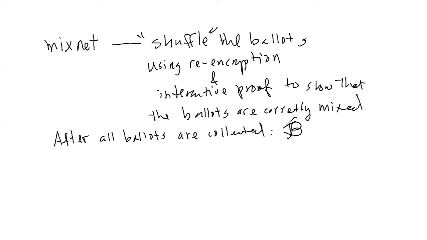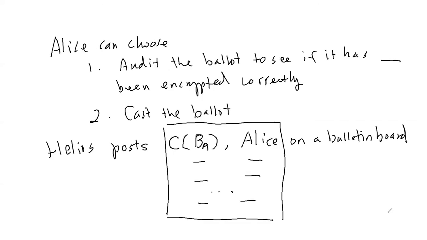because in the bulletin board it has each decrypted ballot with its name. So we want to mix them up so that they are no longer associated in any clear way with their voters' names, with their voters.